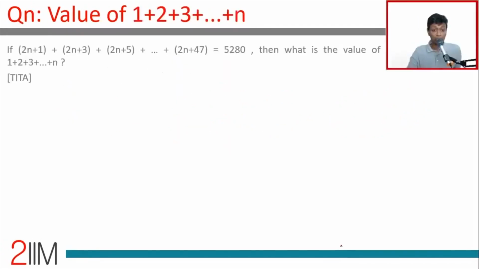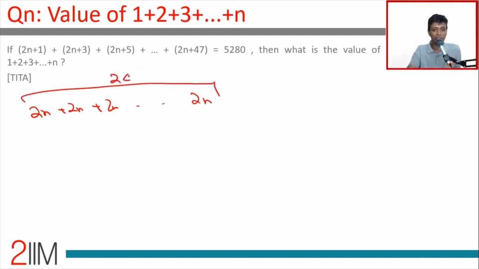If 2n plus 1 plus 2n plus 3 plus 2n plus 5 all the way till 2n plus 47 is 5280, isolate this and we're done. 2n plus 2n plus 2n. We're going from 1 to 47 but counting only odd numbers. There are 24 terms. Plus 1 plus 3 plus 5 plus 7 all the way till 47.